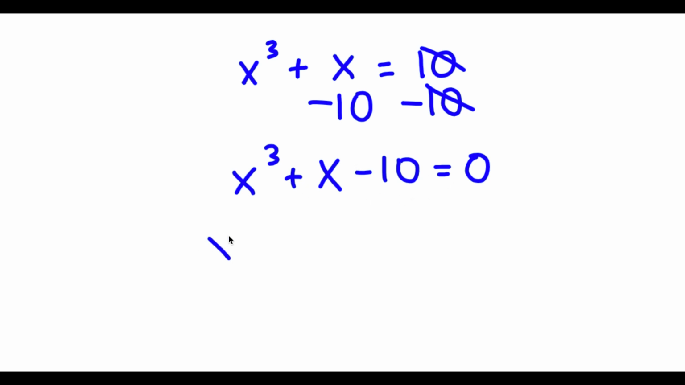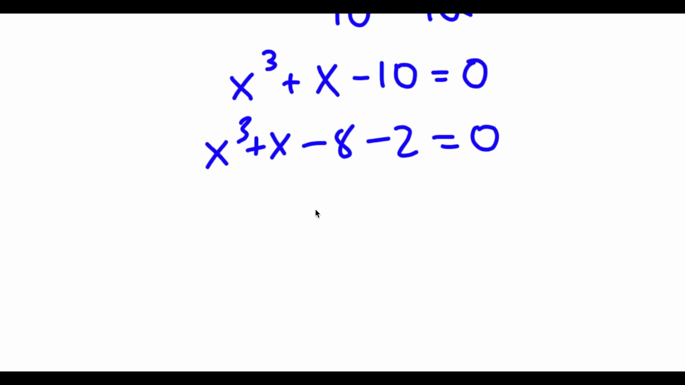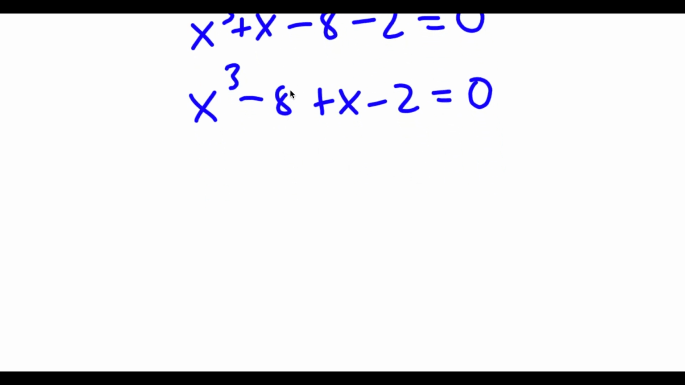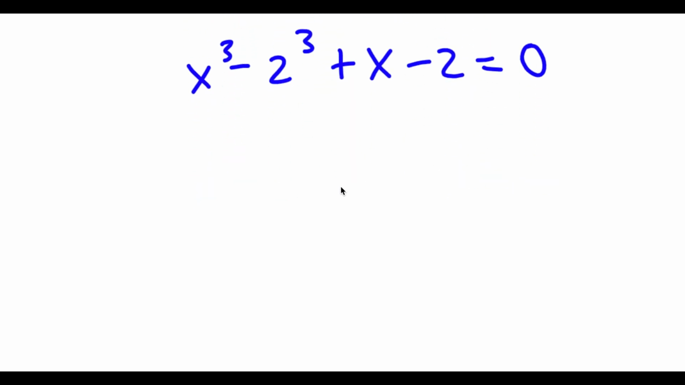Now negative 10, that's the same thing as negative 8 minus 2. So now I'm going to switch the order of these and rewrite this as x to the power of 3 minus 8 plus x minus 2 is equal to 0. So now 8 is the same thing as 2 to the power of 3. So now I have x to the power of 3 minus 2 to the power of 3 plus x minus 2 is equal to 0.